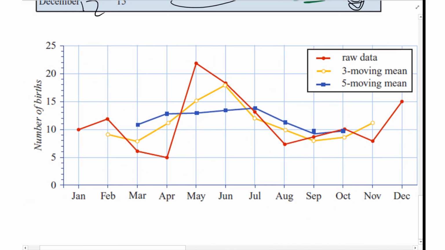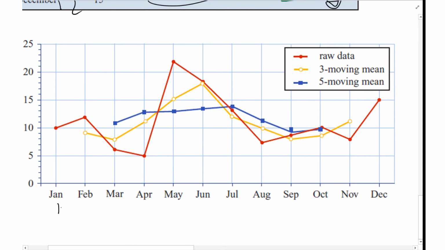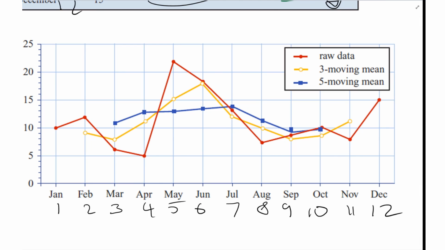Now, strictly speaking, if you're doing this properly, you'd be wanting to go 1, 2, 3, 4, 5, 6, 7, 8, 9, 10, 12. To be able to then do any forecasting or any prediction of those lines, you'd have to have the numbers there, not the months. But as you can see here, red is the raw data. The 3 mean is starting to flatten it down a bit, and the 5 has clearly flattened it down.